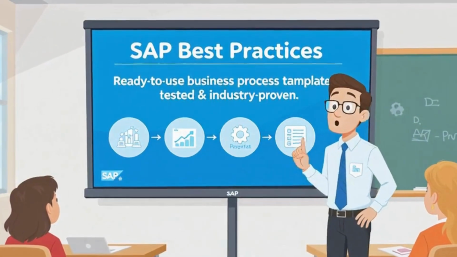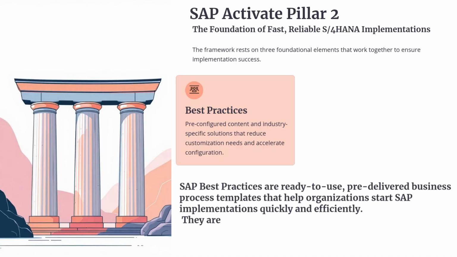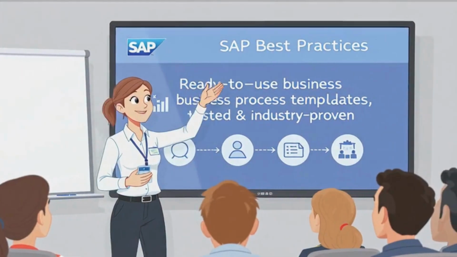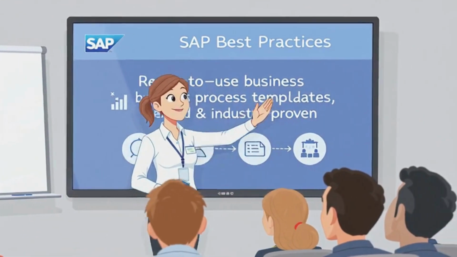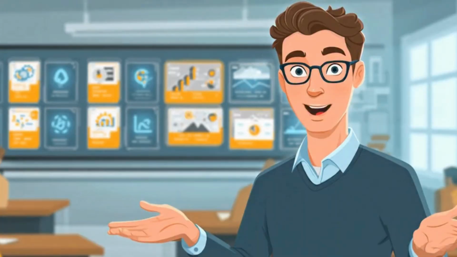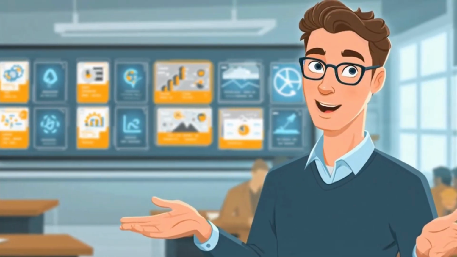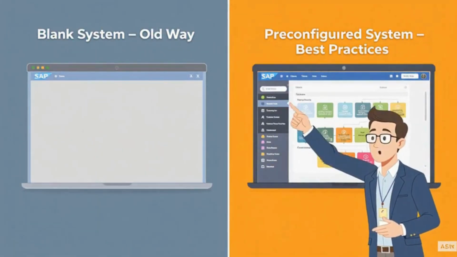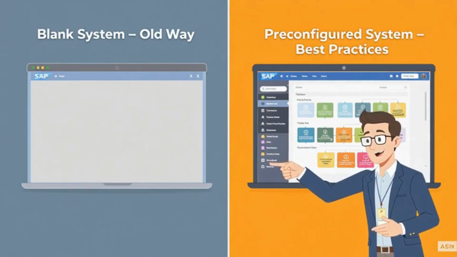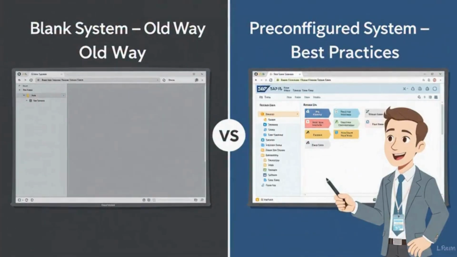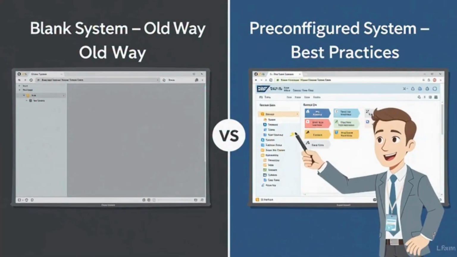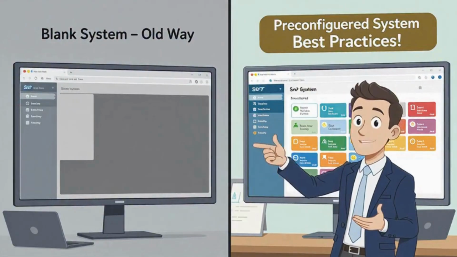SAP Best Practices are pre-configured, industry-tested business processes delivered directly by SAP. Think of them as ready-made building blocks that help you start a project with a strong foundation instead of a blank canvas. In the old days, SAP implementations began with long blueprint workshops, endless requirement gathering, and huge documentation cycles before the team even touched the system.